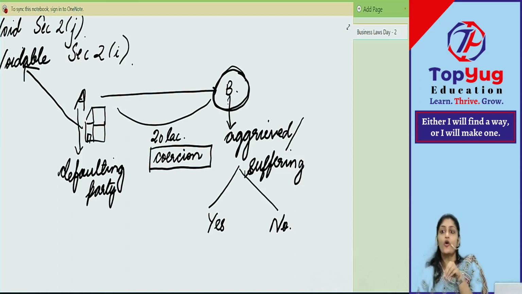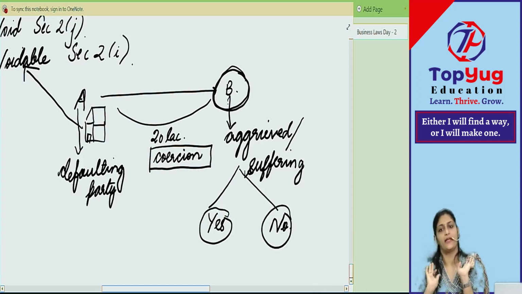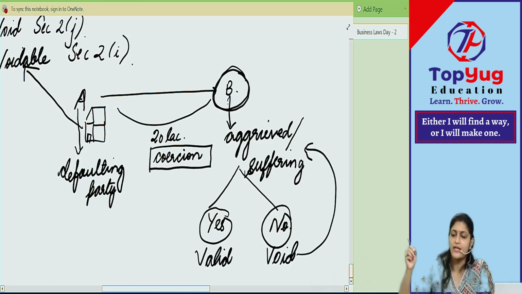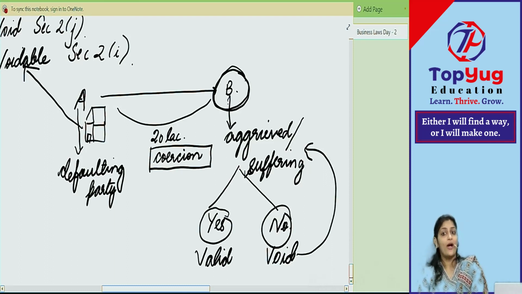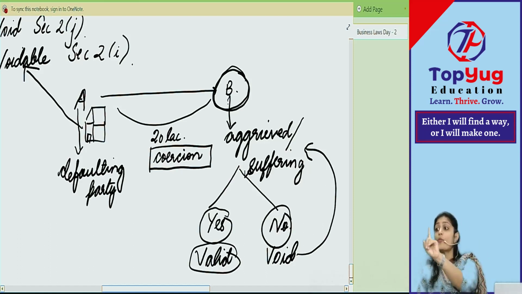No. So now the court is saying that now it is your wish. You can say yes, I will purchase the house, I want the house, or you can say no, you take your house and give me my 20 lakh rupees again. So to make this contract valid or to make this contract void, who has the option? The aggrieved party. So what is a voidable contract here? Which is enforceable, which can be made valid at the option of one or more parties.